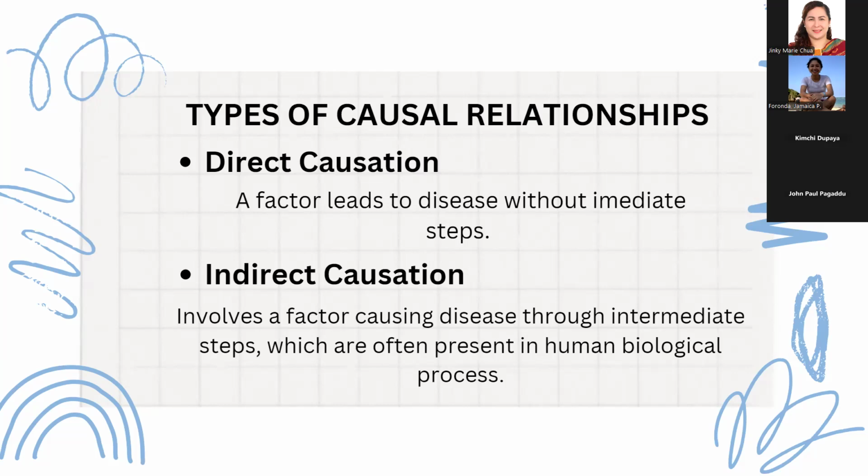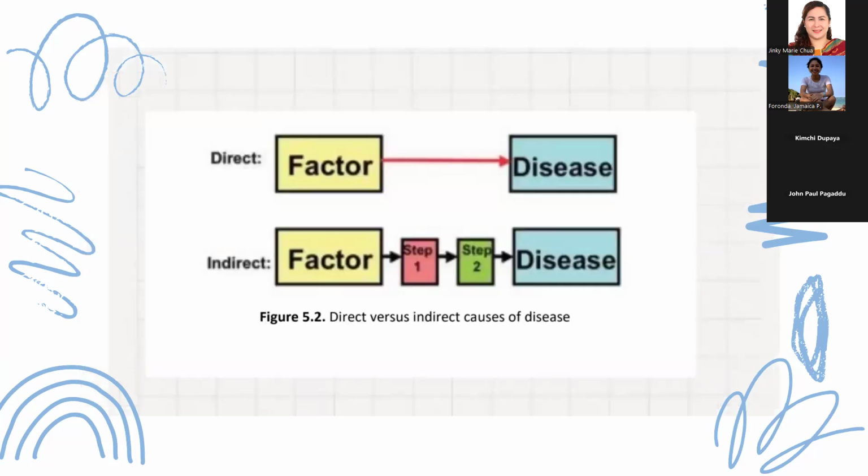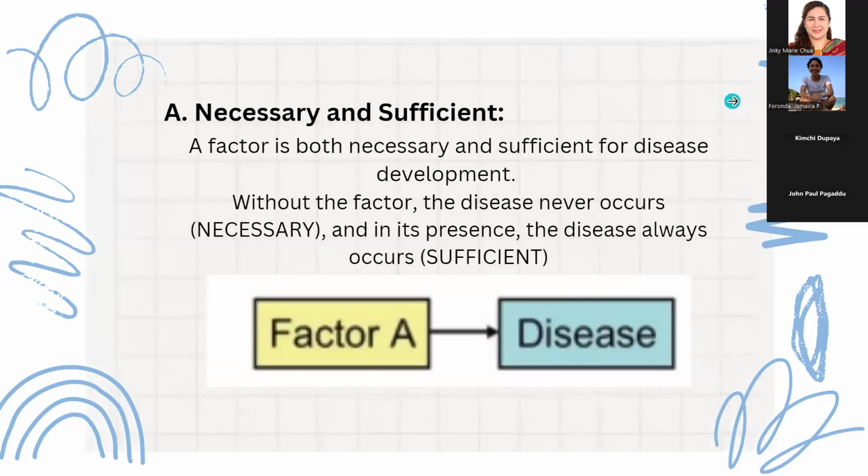Kagaya nung na-discuss kanina ni Sir, yung direct causation, hindi na kailangan ng mga other factors. Kunwari, si Mycobacterium tuberculosis, nag-cause na rin, hindi na niya kailangan ng other factors para mag-cause ng TB. While yung indirect causation, kailangan pa ng other factors para mag-cause ng disease. Okay? Next naman, sir.